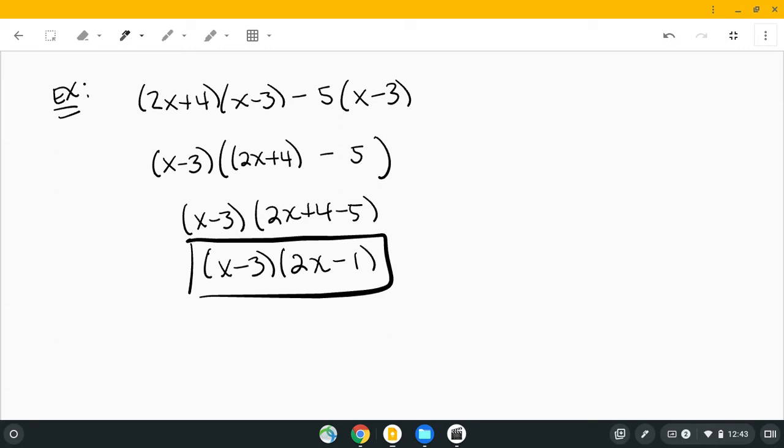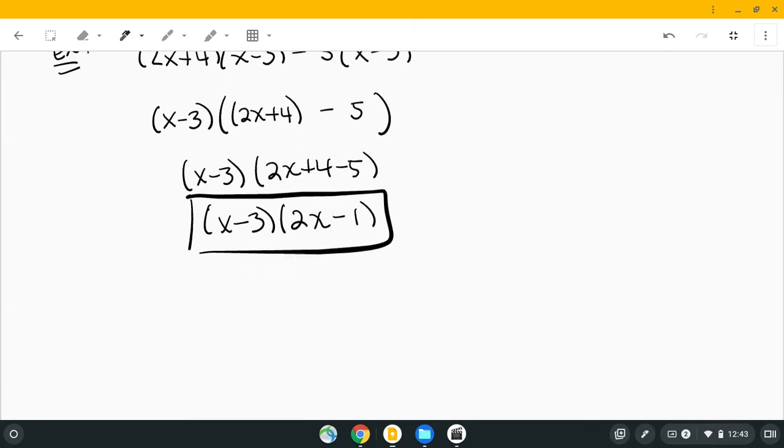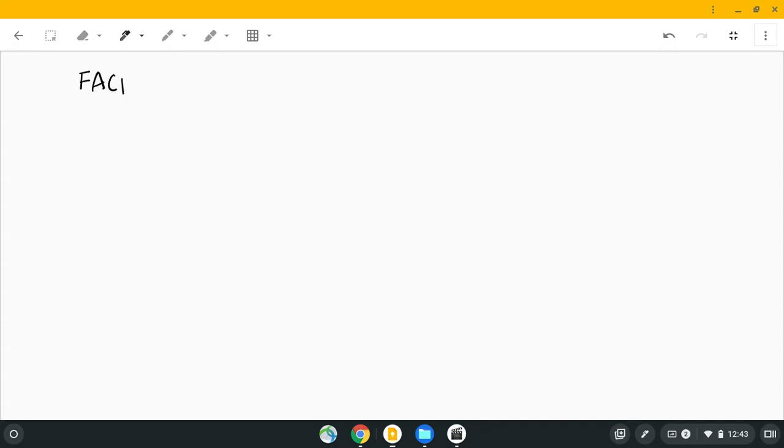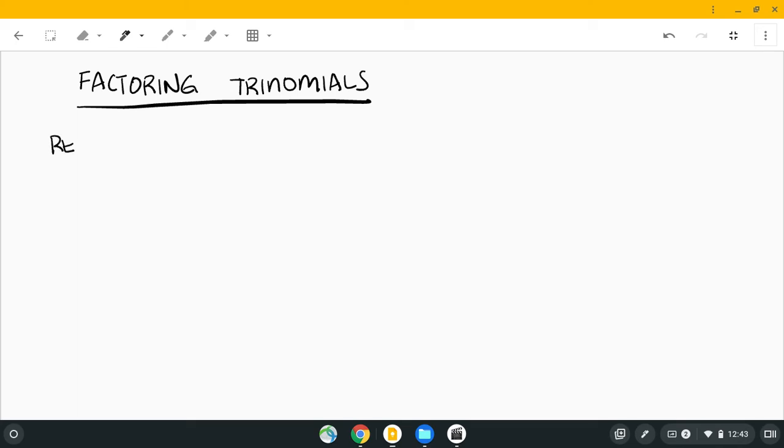All right, let's take a look at factoring trinomials. Hopefully you guys are all experts with this one, because this is one of the methods we use to solve quadratics. Okay, so factoring trinomials. Before we go into factoring trinomials, let's just recall how we multiply these binomials here.